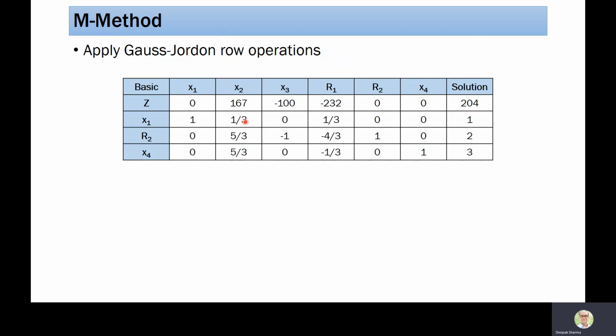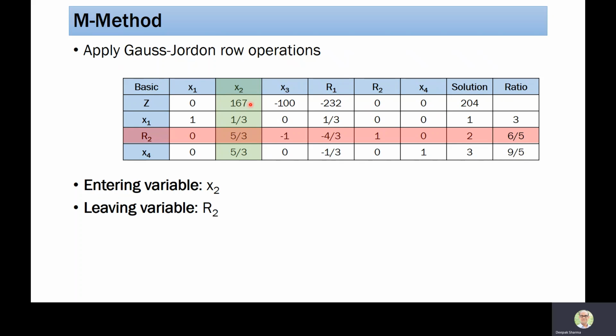Now I'm coming to this particular table. After applying Gauss-Jordan row operations, we get this table. Now for the entering variable, the most positive coefficient in the Z row is 167. Once we find the entering variable, we have to find the leaving variable. We are going to calculate the ratio. The minimum ratio corresponds to R2. So we have identified the pivot column corresponding to X2, and the pivot row corresponding to R2.